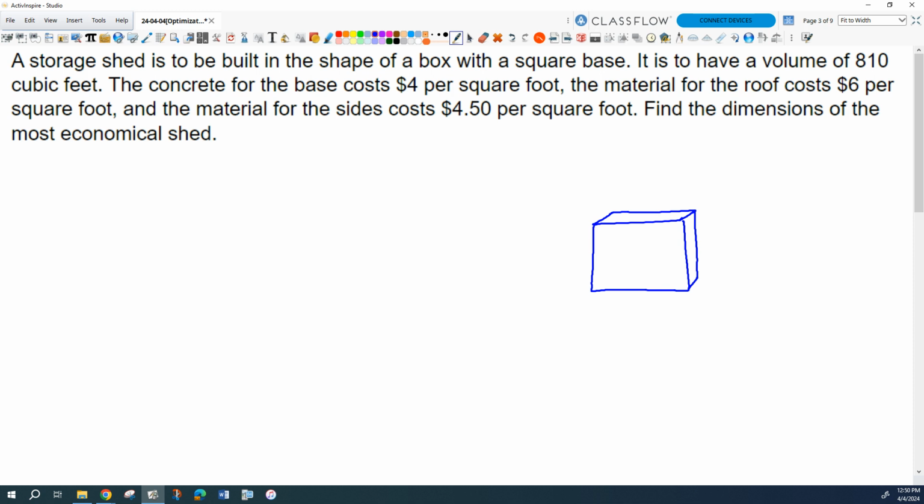But the height is not necessarily the same dimension. So the base dimensions would be x by x, but we could call the height y. See what I'm saying? And so then when you're adding up the total cost of building this thing, what are you going to do? What are you going to multiply? You're going to have the areas of each side, right? What are you going to multiply the area of the top by?